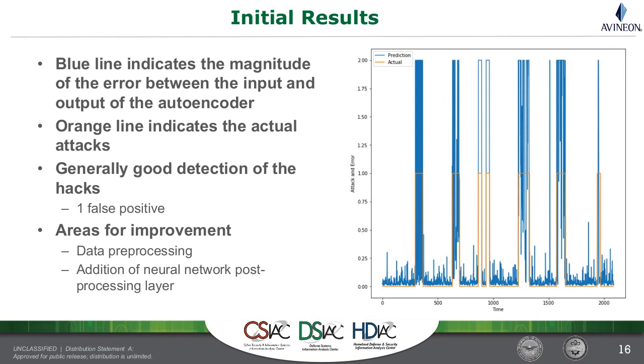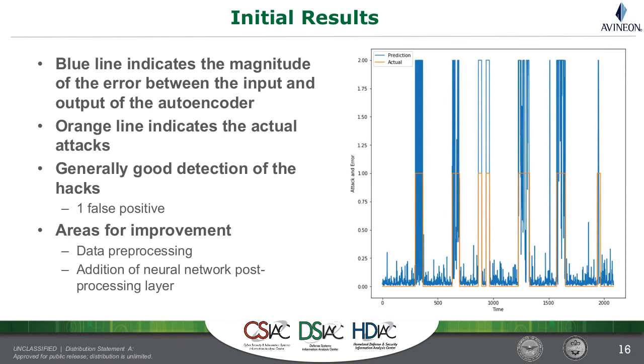So we looked at this and we said, well, we'd like to improve this result. Overall it's not bad, but we really wanted to do a better job of saying, okay, there's an attack going on during this time. So we looked at some areas for improvement, including some additional pre-processing that we could possibly do on the data. But what we ended up with was adding a second supervised neural network as a post-processor for this data.